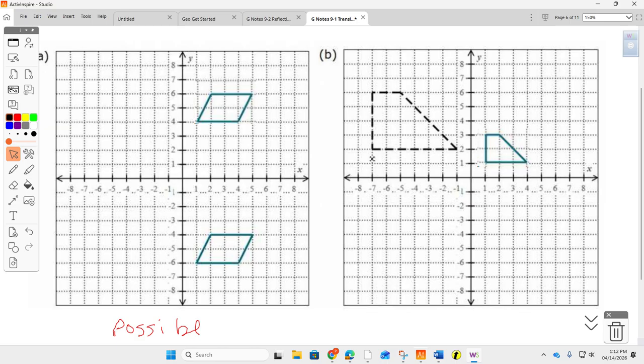Here, I can click on it and drag it left and then up. But can I translate it exactly to the dotted line? Cannot, so that one's not possible. Because I would have to change the size, right? I'd have to enlarge it. I can't, that's not a translation.